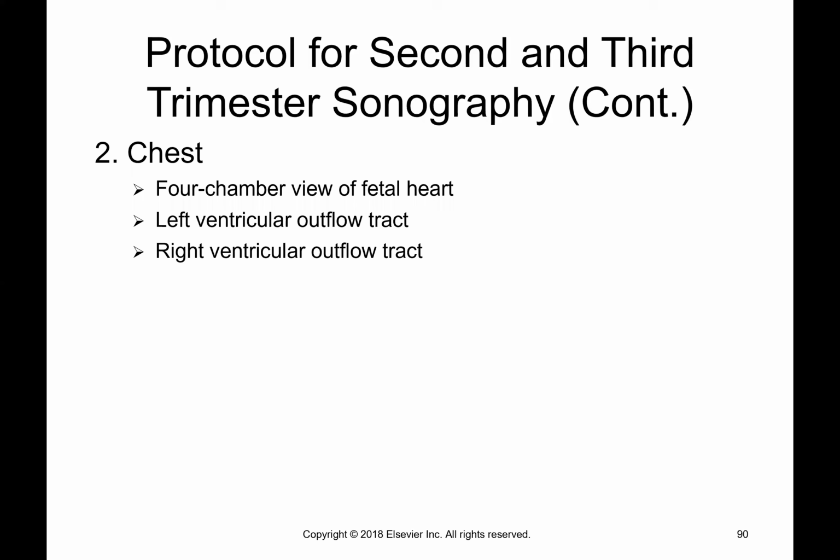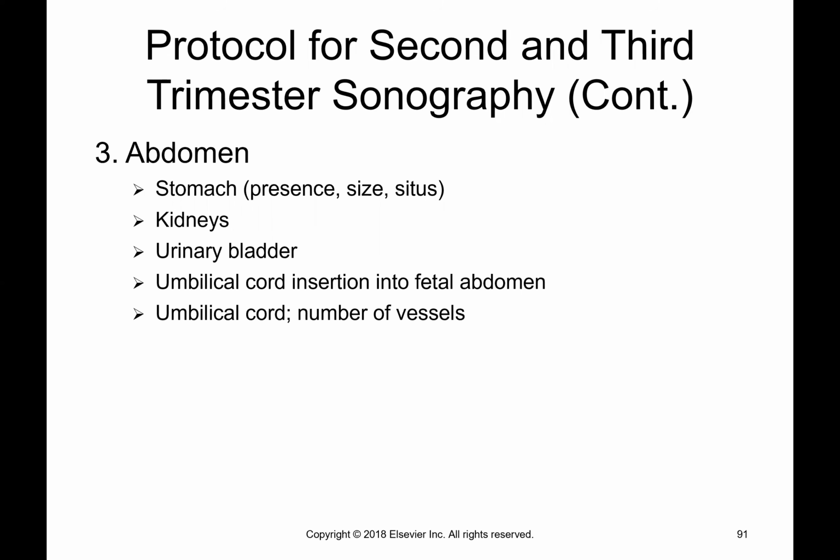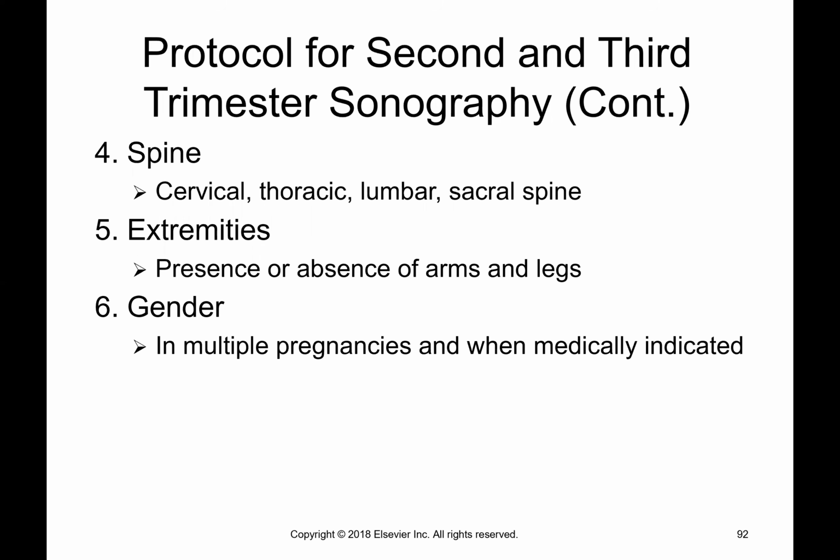Then we look at the chest. We look for the 4-chamber fetal heart. We look for the left ventricular outflow tract and the right. We want to make sure they're in the right spots. We look at the abdomen. We look at the stomach, the bladder, the kidneys, the umbilical cord, the number of vessels in the umbilical cord, the spine, the extremities, and the gender.